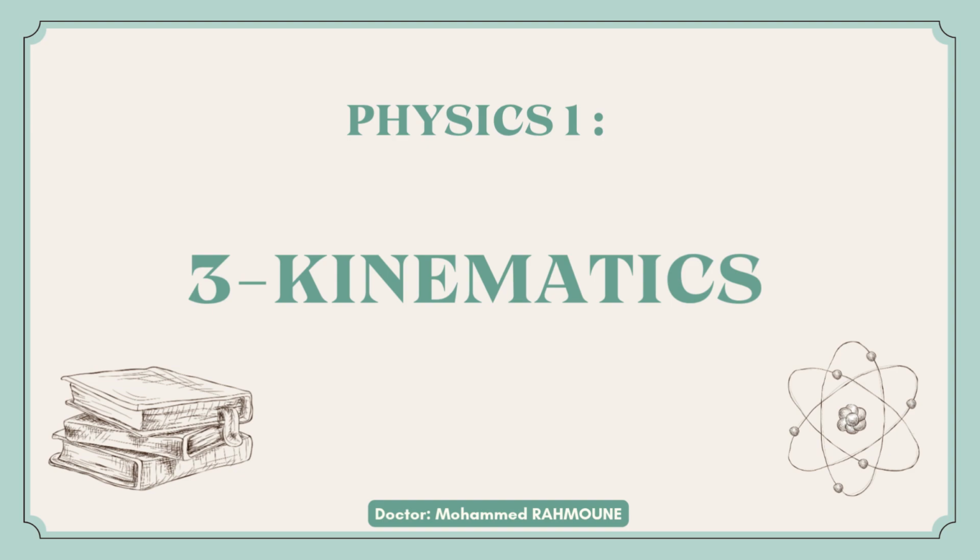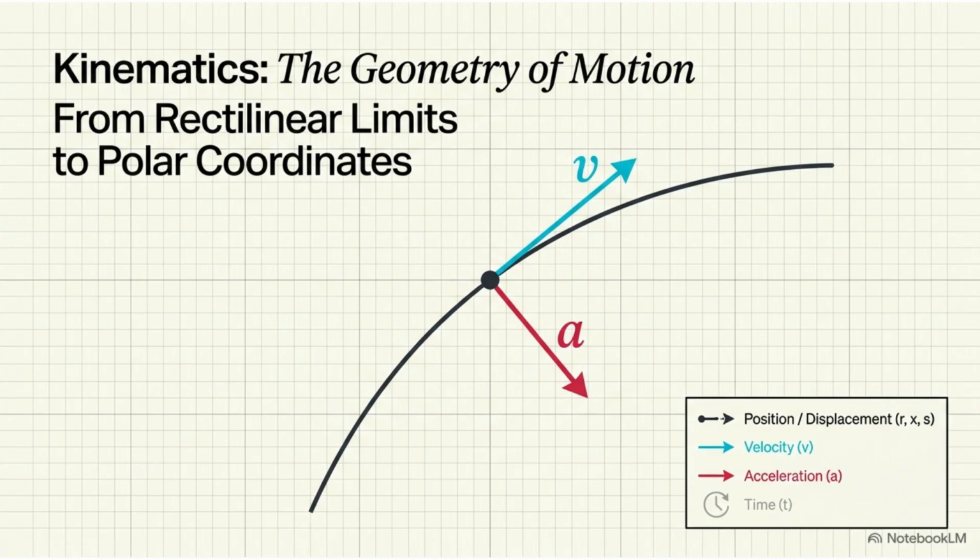Hello everyone, and welcome to our course on kinematics, the branch of mechanics that describes motion from a purely geometrical point of view. In this chapter, we will explore how objects move without discussing the forces that produce that motion. Our focus will be on describing motion accurately using mathematics and geometry. We will begin with the simplest type of motion, called rectilinear motion, where an object moves along a straight line.